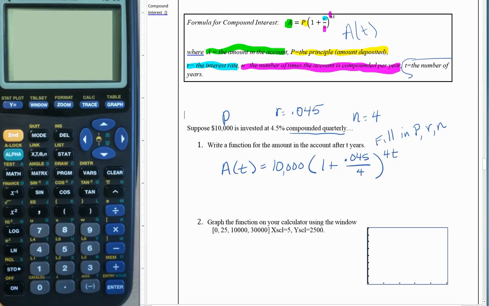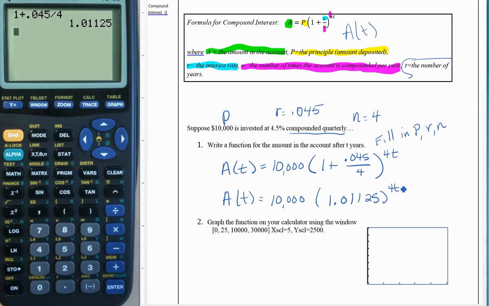And the only thing we can do to simplify this is what's inside the parentheses. So we can do 1 plus 0.045 divided by 4. And we can write this as 1.01125 to the 4t. Now, we can't multiply the 10,000 by that because in the order of operations, you have to do exponents first. So we need to leave that exponent on there and leave the 10,000 out in front.